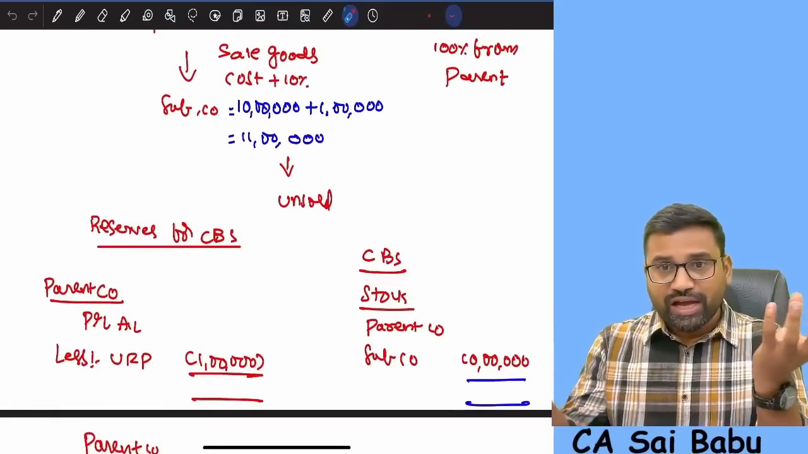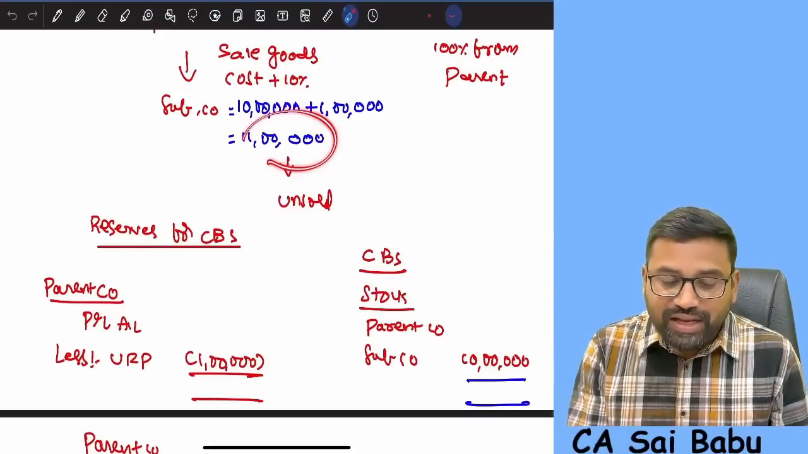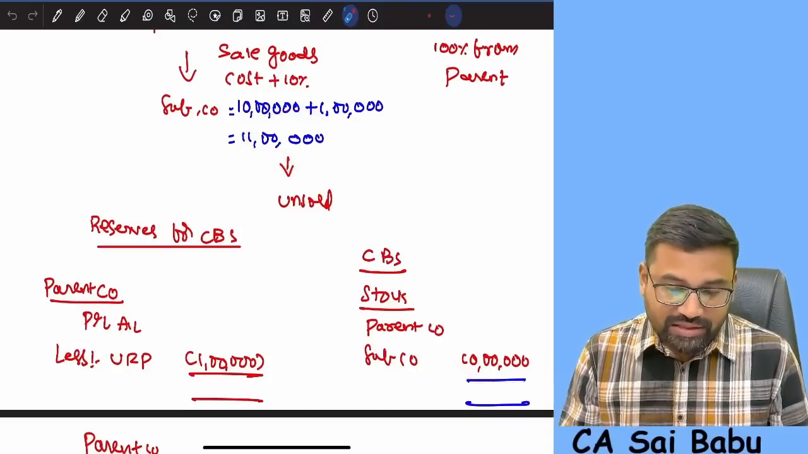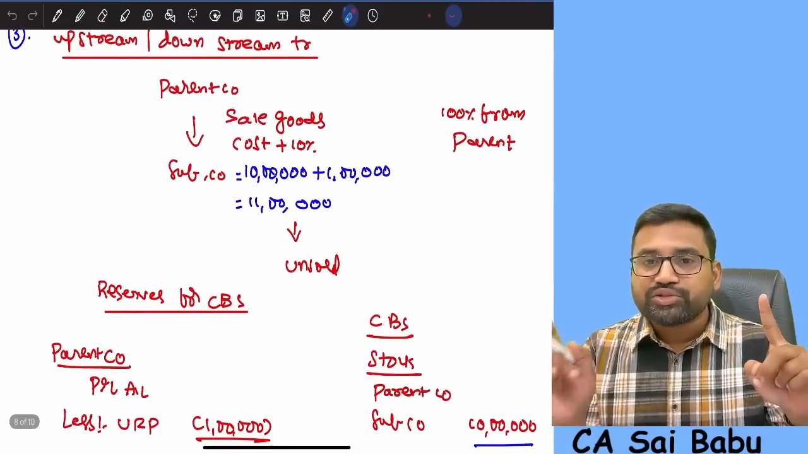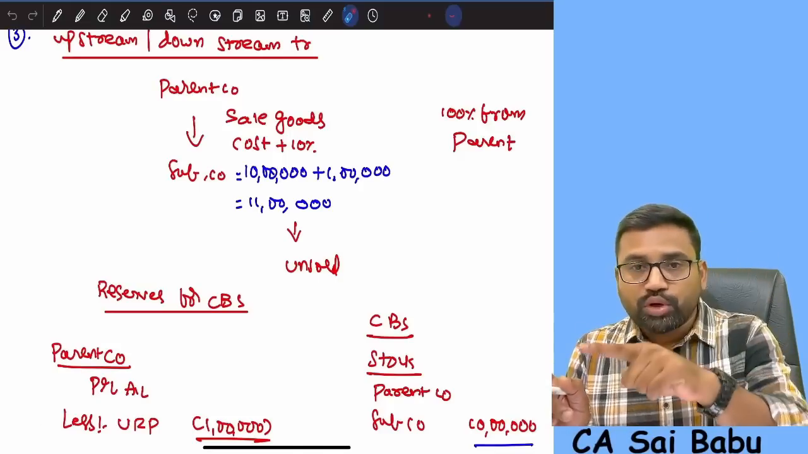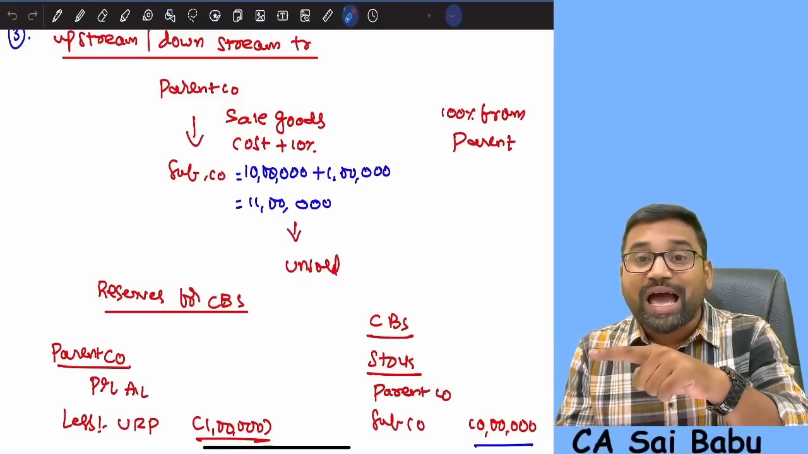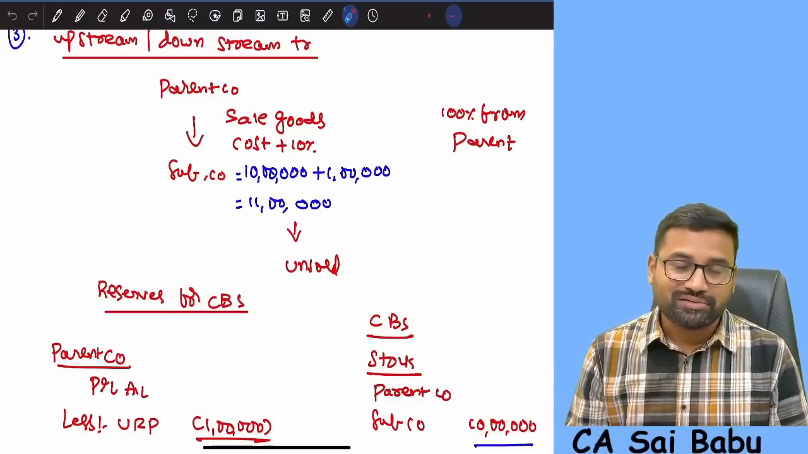Parent company stock, add subsidiary company stock. But when you are adding the subsidiary company stock, eliminate this 1 lakh unrealized profit and then add. You consider only 10 lakhs. So you understand the treatment of downstream transaction. When parent company sold goods to subsidiary company, out of the goods sold, whatever the unsold stock is there, in that unsold stock, whatever the unrealized profit is there, that you need to eliminate at the time of consolidation.